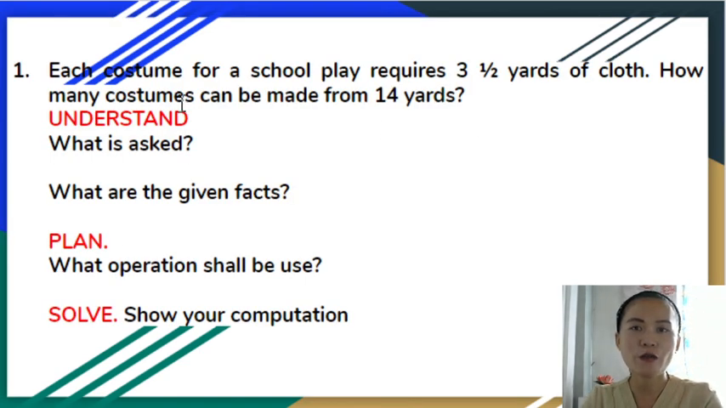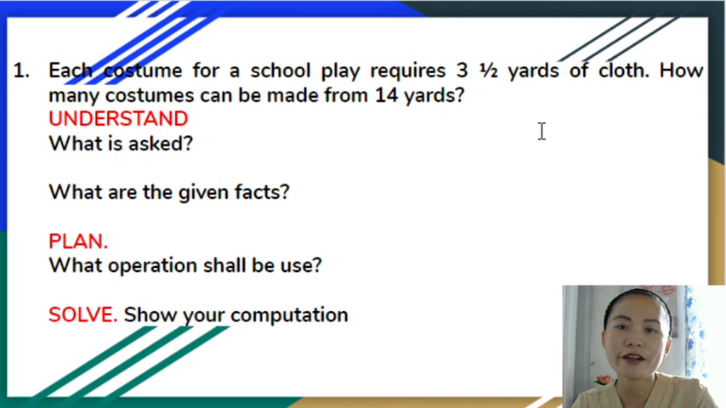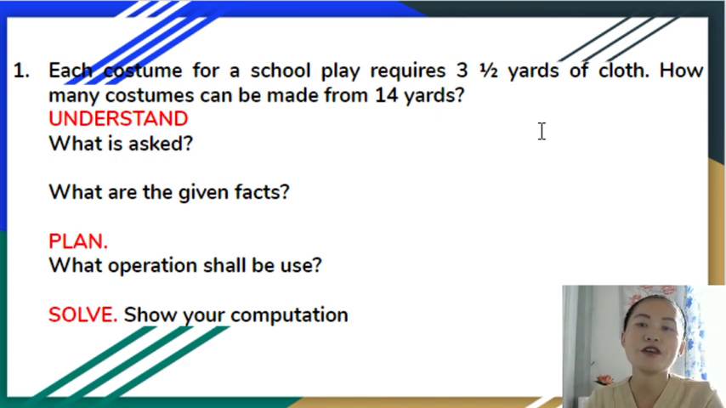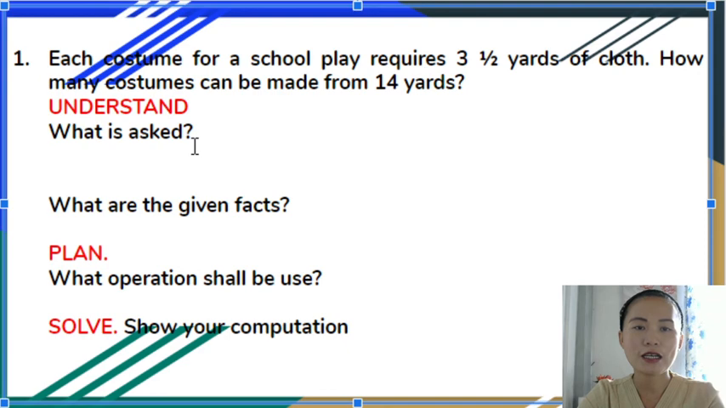Each costume for a school play requires 3 1/2 yards of cloth. How many costumes can be made from 14 yards? So, meron daw tayong 14 yards. And then, out of that 14 yards, each costume requires 3 1/2 yards of cloth. Okay? So, what is being asked? Ano ang tinatanong?